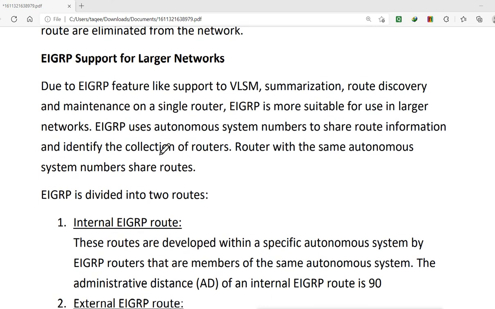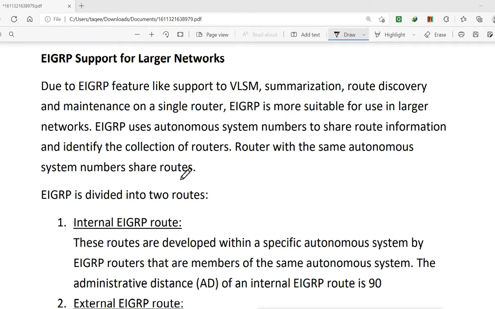Then EIGRP support for large networks. Due to EIGRP features like support for VLSM, summarization, and route discovery and maintenance, EIGRP is more suitable for use in a large network. EIGRP uses an autonomous system number to share route information and identify the collection of routers. Routers with the same autonomous system number share routes.